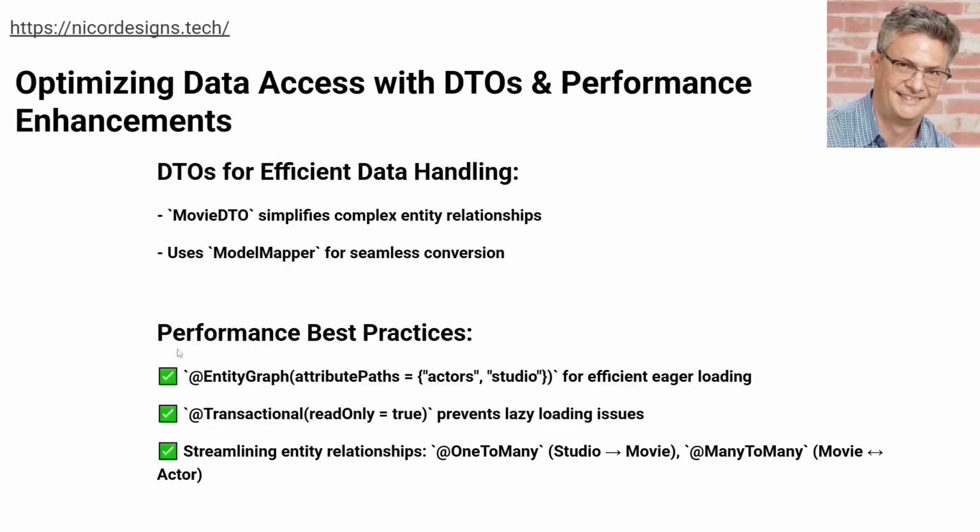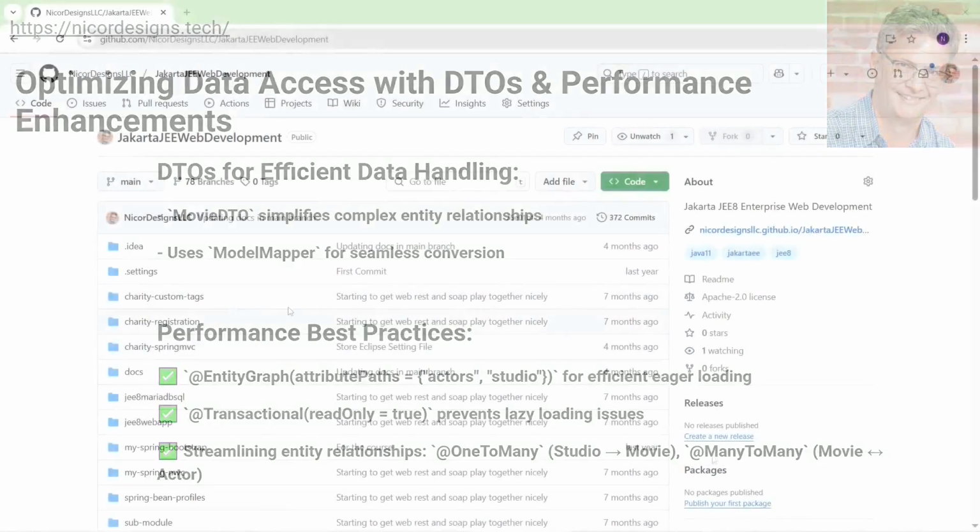And in order to get performance, we will implement some best practices such as the entity graph, where we will add the attributes of actor and studio for efficient and eager loading. We will use transactional read-only true so that it prevents lazy loading issues, and we will streamline entity relationships by using one-to-many for studio to movie and many-to-many for movie to actor.